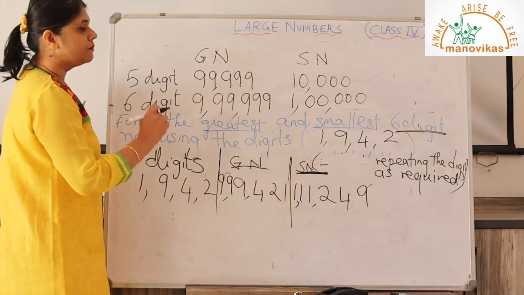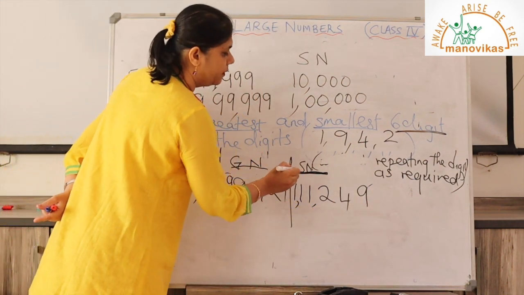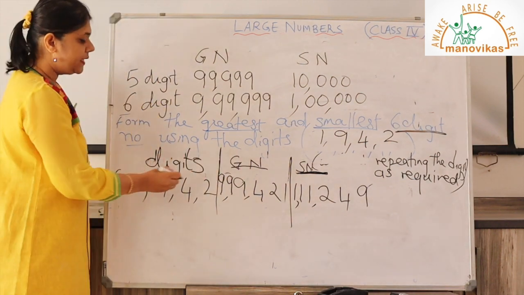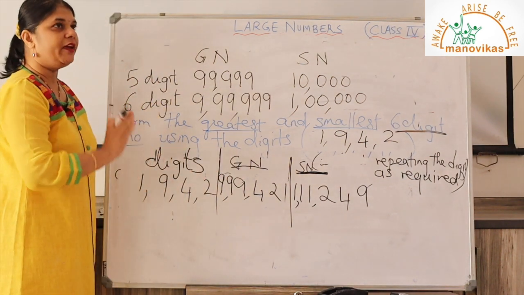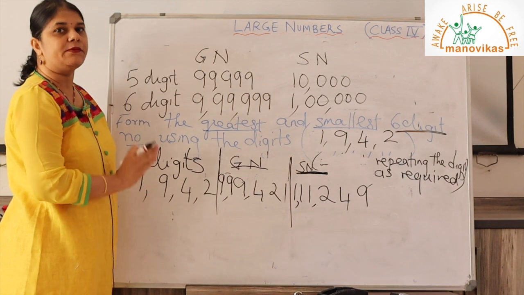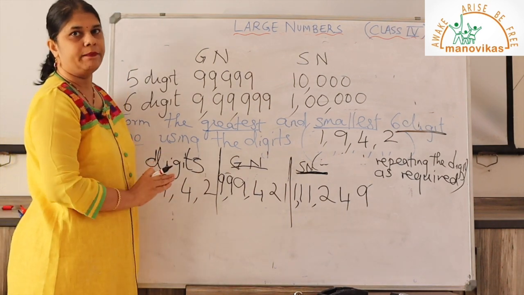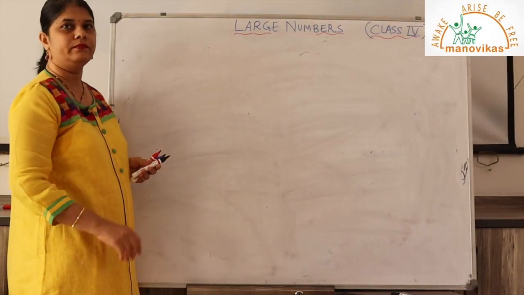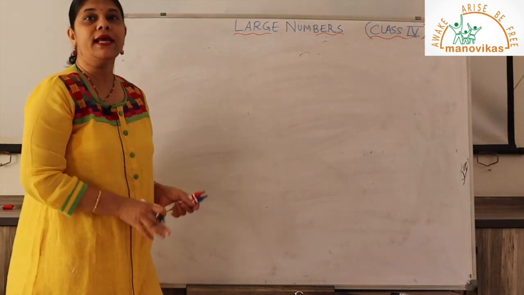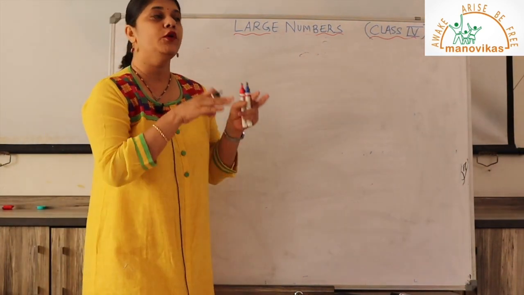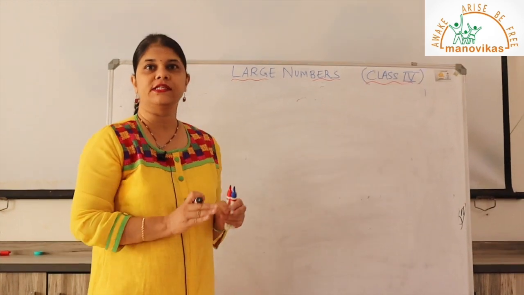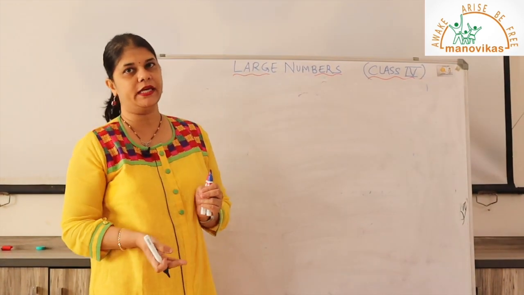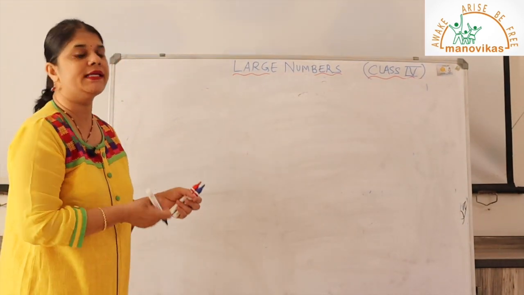1,11,249 is the smallest 6-digit number formed from these 4 digits, and we have repeated the digits as many times as needed. Now that all the concepts are clear, you will have to use these concepts in your daily life applications. Okay, I will give you one example.